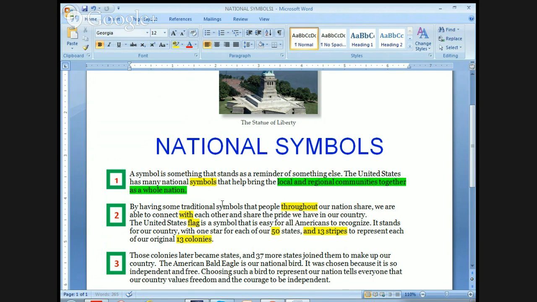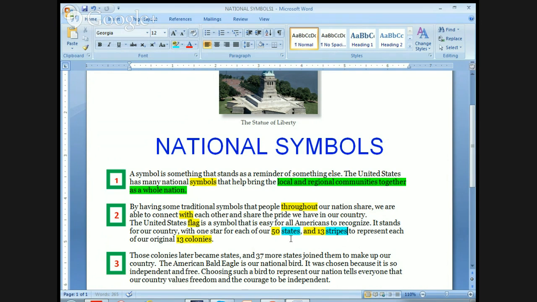No, read the entire number 2. From the beginning, yes, please. By having some traditional symbols that people throughout our nation share, we are able to connect with each other and share the pride we have in our country. The United States flag is a symbol that is easy for all Americans to recognize. It stands for our country, with one star for each of our 50 stars and 13 strips to represent each of our original 13 colonies.